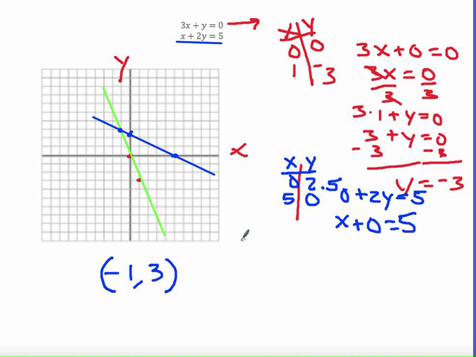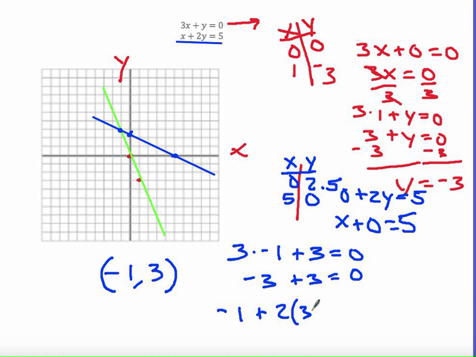And sure enough, if we plug it in, in the first equation we get 3 times -1 plus 3 equals 0. And sure enough, 3 times -1 is -3, plus 3 equals 0. In our second equation, if we plug that in, we get -1 plus 2 times 3 equals 5. And sure enough, -1 plus 6 equals 5. So now we've checked it, and that is our solution by graphing.